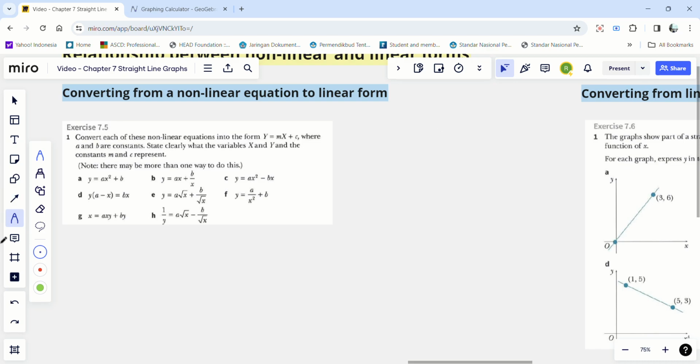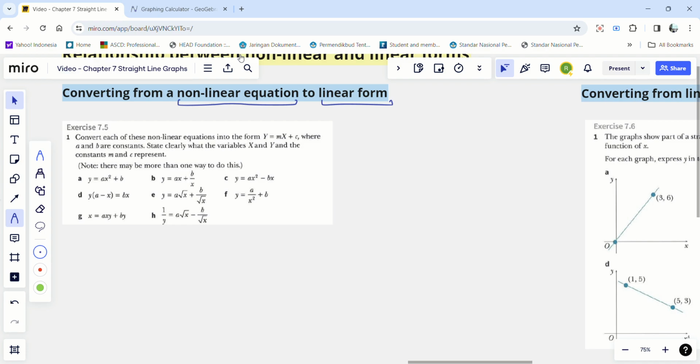Hello again, everyone. In this video, I'll be discussing the continuation from chapter 7, straight line graphs, but in particular how we convert a nonlinear equation to a linear form. Why? In that case, you have to go back to the other video about the application, finding relationships from data. You will see later how a nonlinear equation must be transformed into linear form. Then we need to use it to solve the given problem.